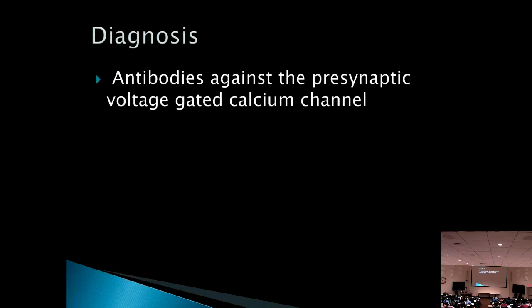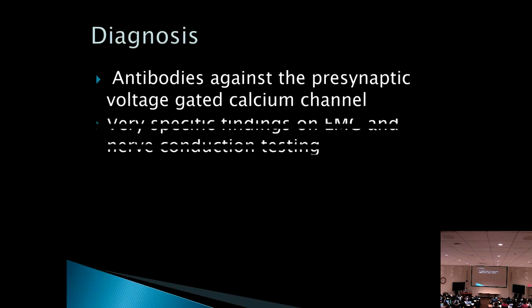So we mentioned that. Diagnosis, fortunately, is an easy diagnosis to make if you thought of it. The antibodies against the voltage-gated calcium channels are present in most patients, and they're very sensitive and specific, so it's usually an easy diagnosis to make. There are also things we can do on EMG, which I think we're going to talk about next Tuesday, I believe.